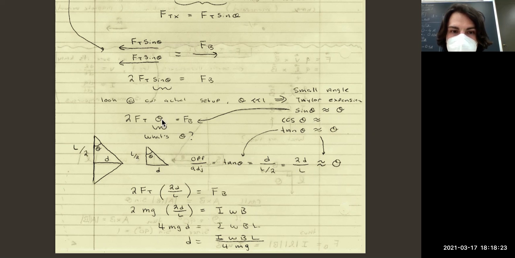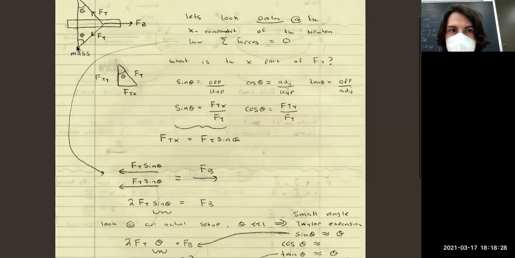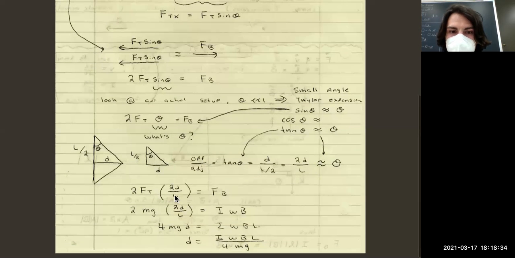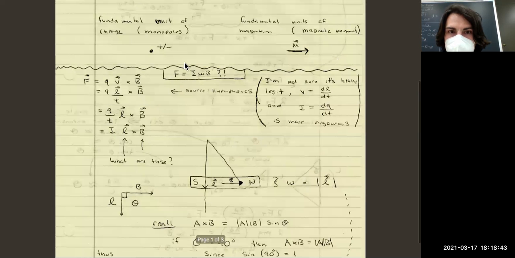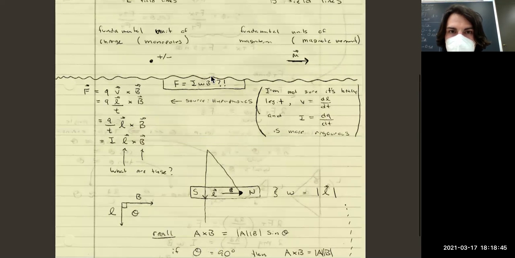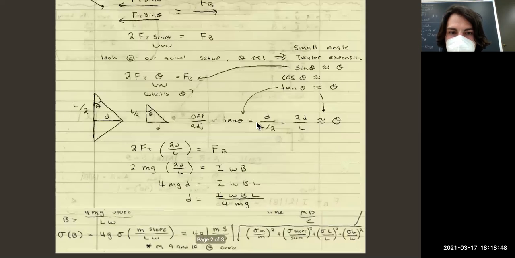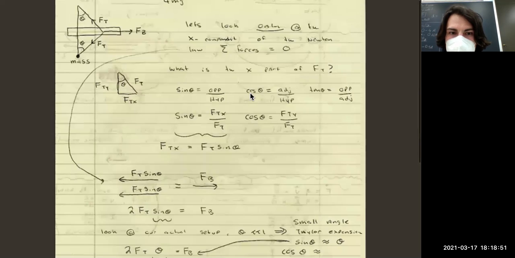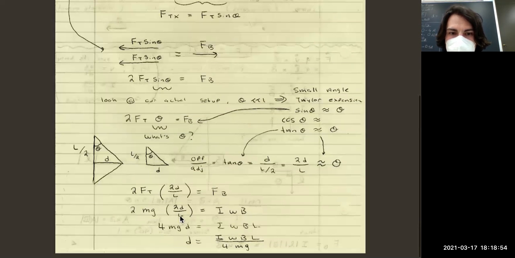And then I plug it into this equation. And remember that F_T is just the tension, so it's just the mass and the gravity pulling this down. It's just the gravitational force. So then I plug in my theta, 2D over L. I plug in my tension force, mg. And I plug in what we derived earlier, on the last page, that F is equal to IWB. And then I just rearrange some algebra. So the L goes over to the right-hand side. The 4mg goes to the bottom. And I have the equation that we need to use in the lab.